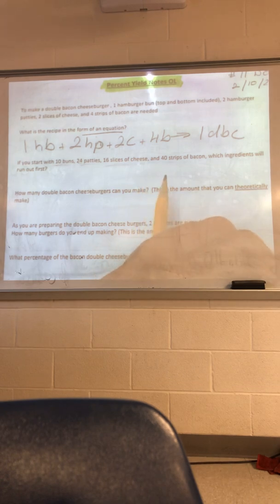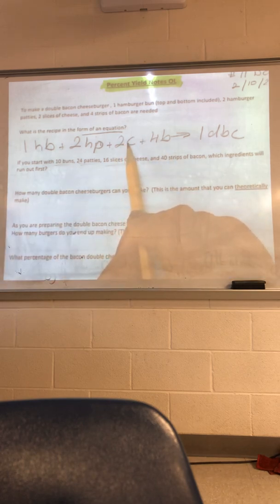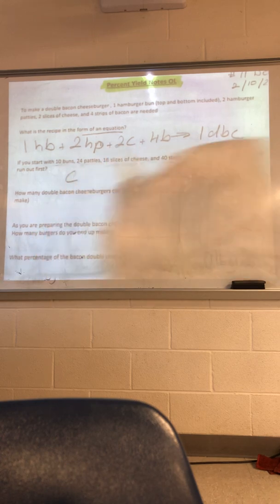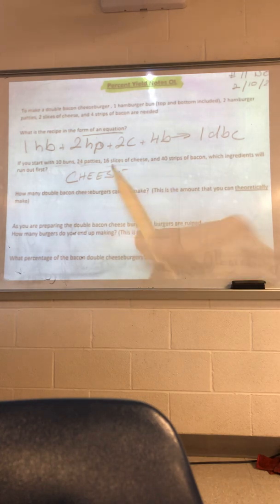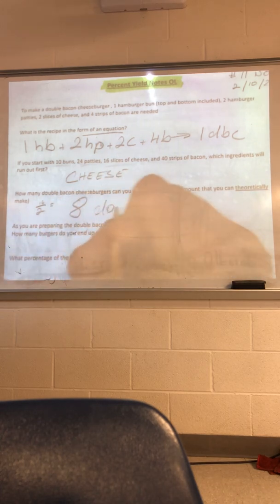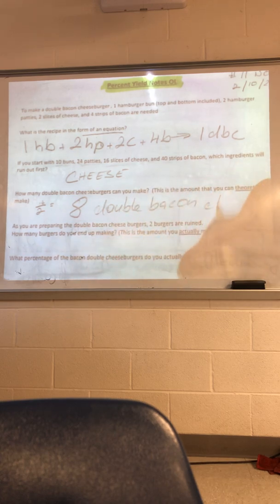How many slices of cheese get on per sandwich? 2, right, for this one. Our hamburgers are cheesy, so am I going to make less? Yeah, so my cheese is my limiting reagent, or that's the one I run out of first. How many double bacon cheeseburgers can you make? Well, how much cheese do I have? 16. How much cheese do I need per sandwich? 2. So 16 divided by 2 is 8. So 8 double bacon cheeseburgers.